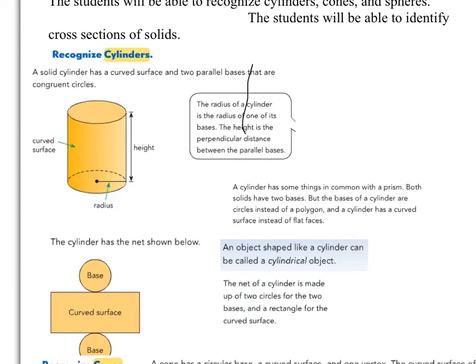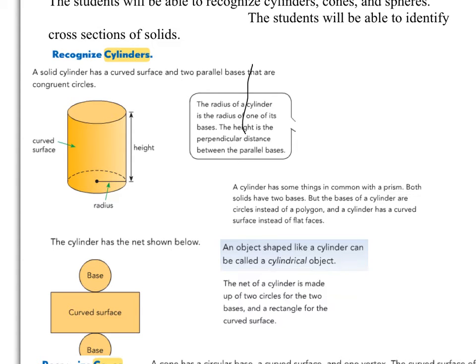Okay, so a solid cylinder has a curved surface and two parallel bases that are congruent. So the curved surface, then the circles are at the top and the bottom. You have a height on the outside, and then the radius is halfway from the center of the circle to the outside edge. Okay, a radius of a cylinder is the radius of one of its bases. The height is the perpendicular distance between the two bases.